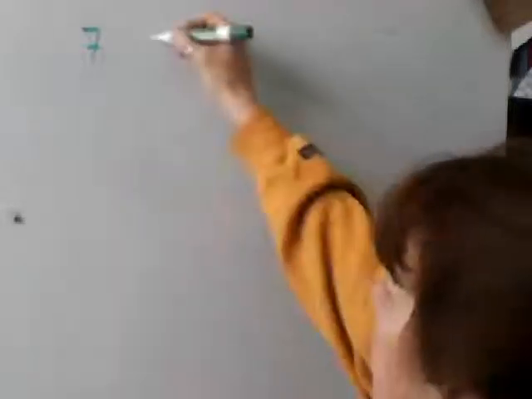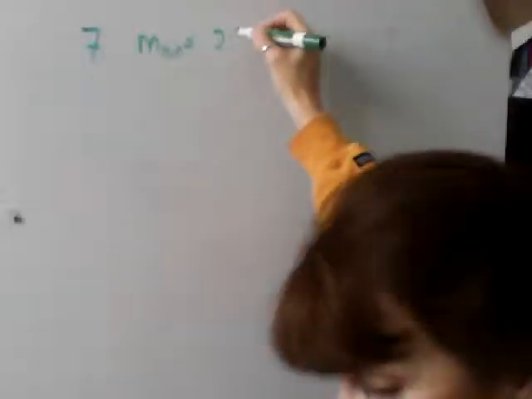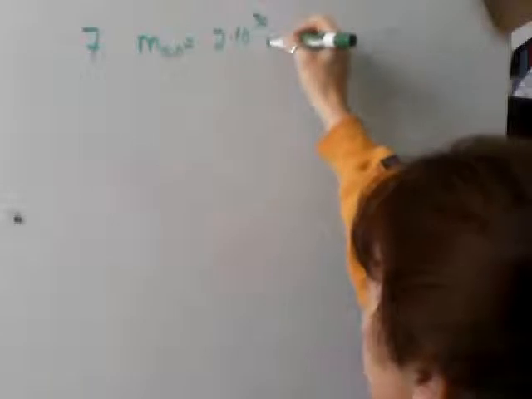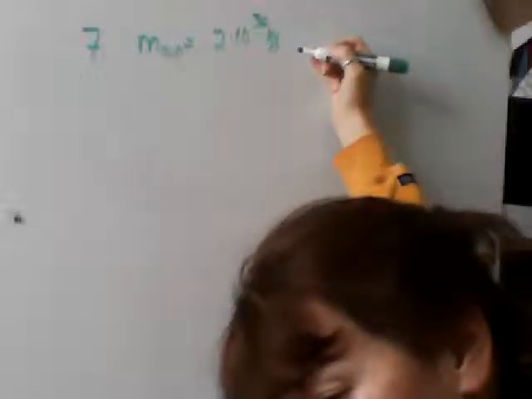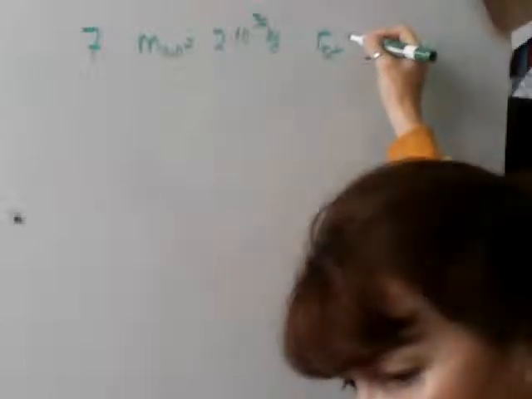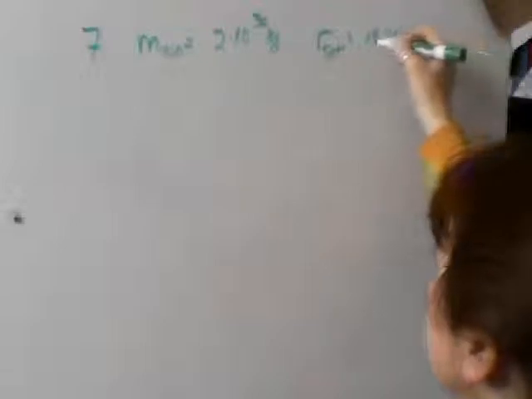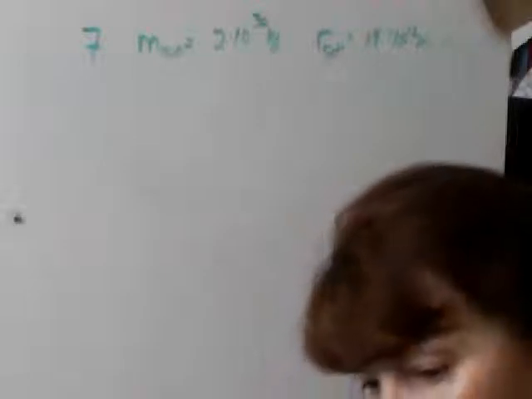So, problem number 7. How long does it take Saturn to make one orbit around the Sun? We know that the mass of the Sun is equal to 2 times 10 to the 30th kilograms. And we know that the radius of Saturn is going to be equal to 1.4 times 10 to the 12th meters. Hopefully you can see that.